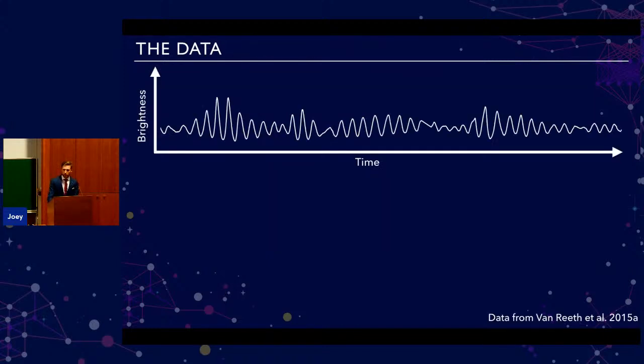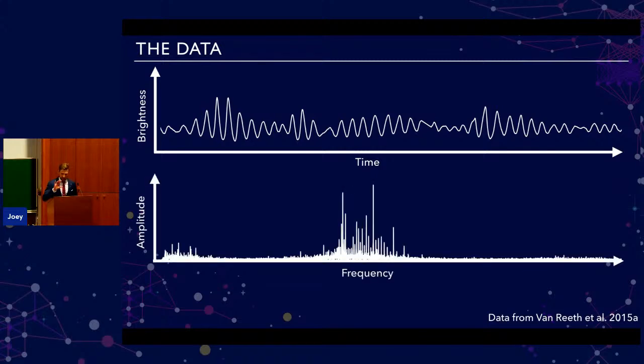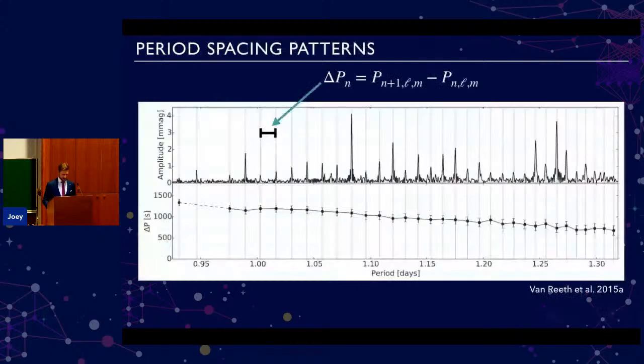What we get from Kepler is the brightness variation of a star as a function of time. When we do a Fourier transform of this, we get a frequency amplitude spectrum. From this, we can extract the pulsation modes of the star.